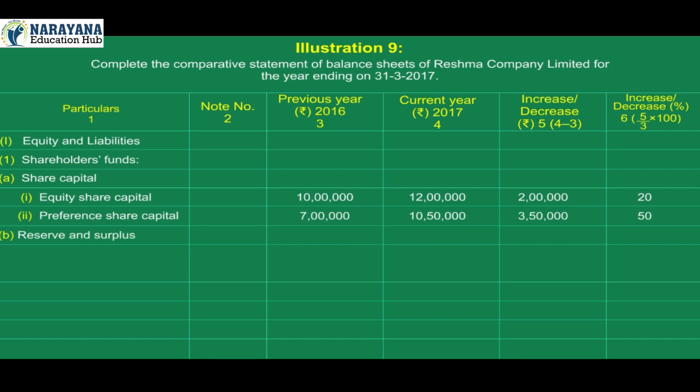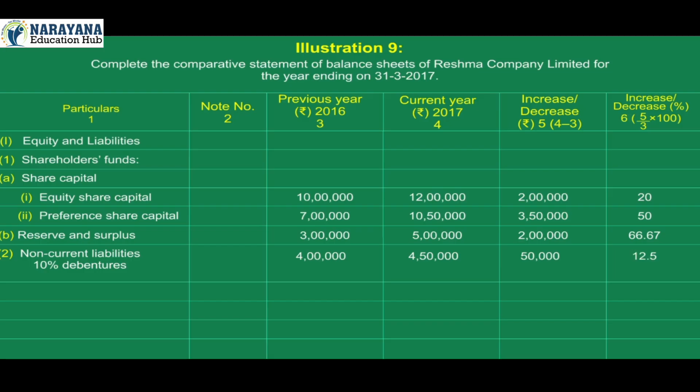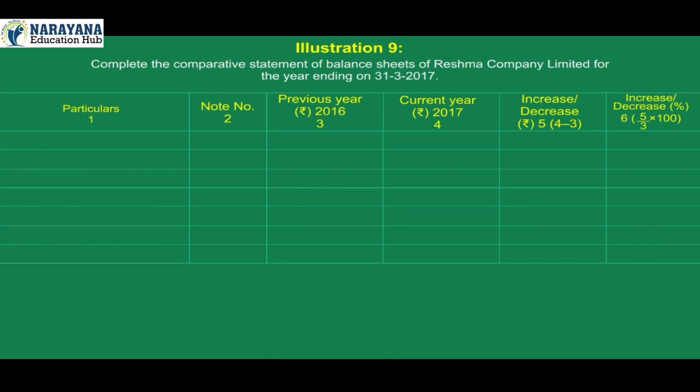B. Reserve and surplus 3 lakh, 5 lakh, 2 lakh, 66.67%. 2. Non-current liabilities 10% debentures 4 lakh, 4 lakh 50,000, 50,000, 12.5%. 3. Current liabilities 1 lakh 50,000, 2 lakh, 50,000, 33.33%. Total 25 lakh 50,000, 34 lakh, 8 lakh 50,000, 33.33%.